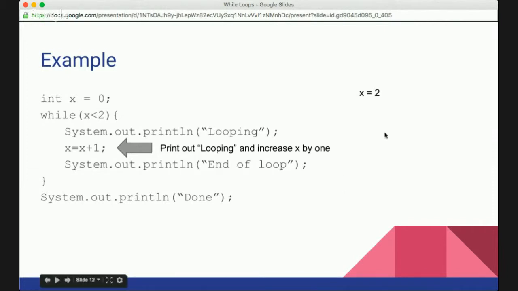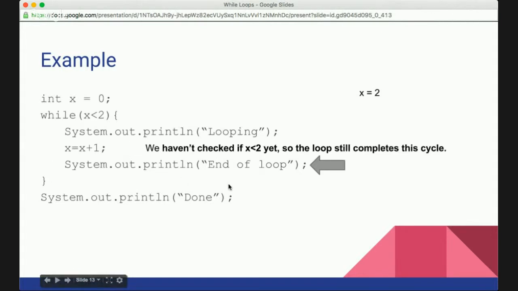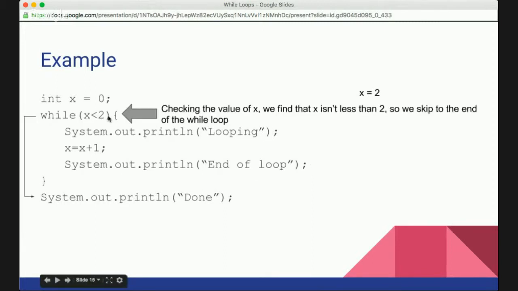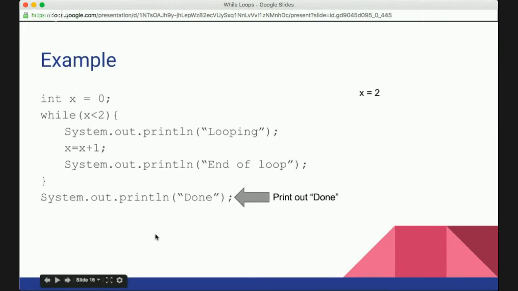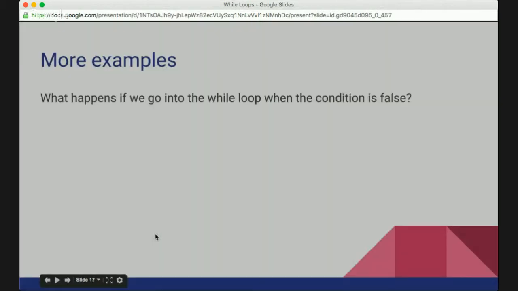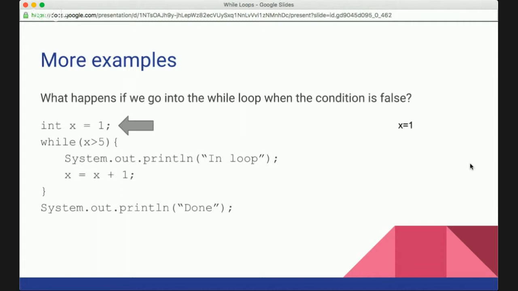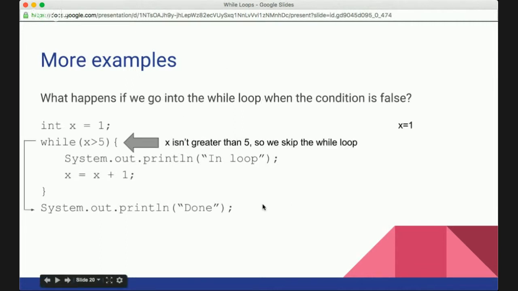Keep going. Now x is not less than 2, but since we haven't reached the end of the while loop yet, we're still going to execute the rest of the loop. Then it goes up, sees x isn't less than 2 anymore, goes back down to the bottom, and prints done. You'd probably guess what happens if the condition is false, like x is greater than 5: it just skips the whole loop.